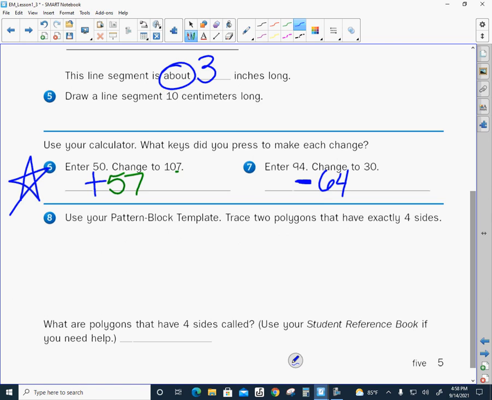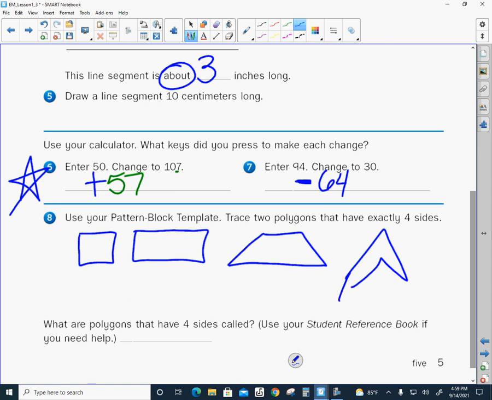And then you were to use your pattern block template to trace 2 polygons that have exactly 4 sides. You don't have probably a pattern block template at home, but at school you could have traced something that looks like a square, a rectangle, you could have made a trapezoid, you could have made a kite. Whoops, that's a terrible kite. So you just needed to trace 2 shapes with 4 sides.